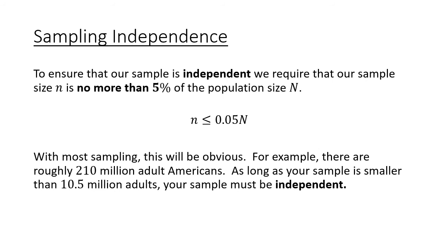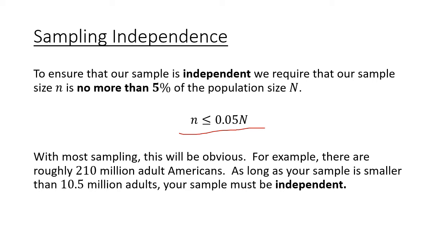So the first one, to ensure that our sample is independent, we need to require that our sample size, which is little n, is no more than 5% of the population size, big N. And there's the numerical or mathematical way that we state it. Little n is less than or equal to 0.05 big N. And again, with most sampling, this is kind of obvious.